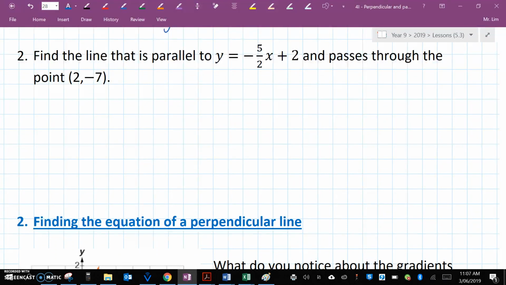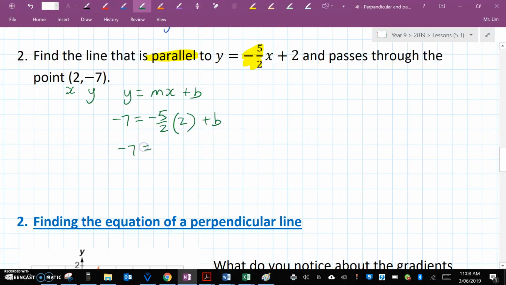Okay, because this is parallel, we know it's going to have the same gradient as this line. M will be minus 5 over 2. So y equals mx plus b. You know 2 is x, y is minus 7. Minus 7, therefore, is equal to m. We know it's the same, times x plus b.